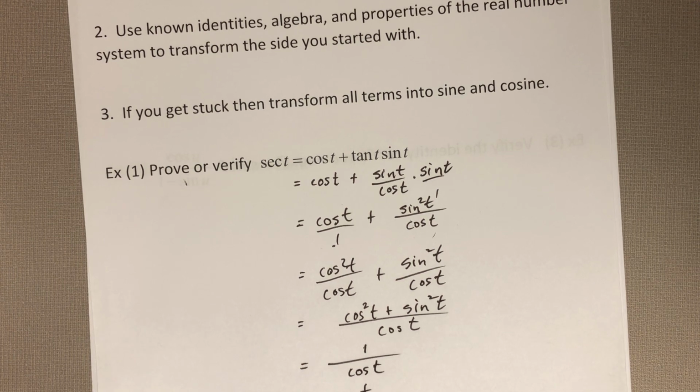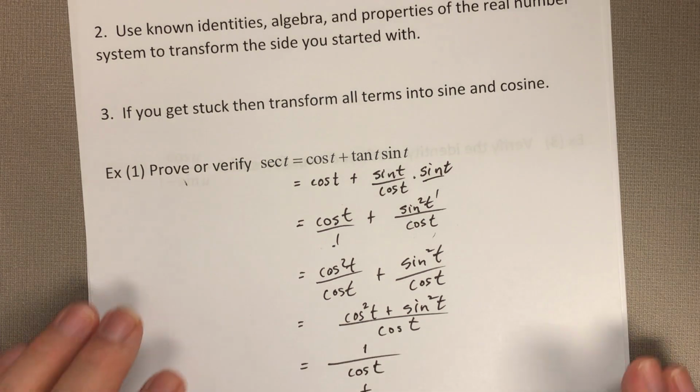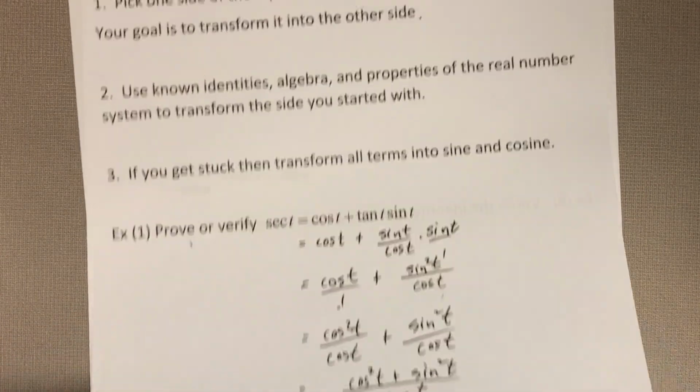And now we have proven that the secant of t is equal to the cosine of t plus the tangent of t times the sine of t. Okay, turn the page.